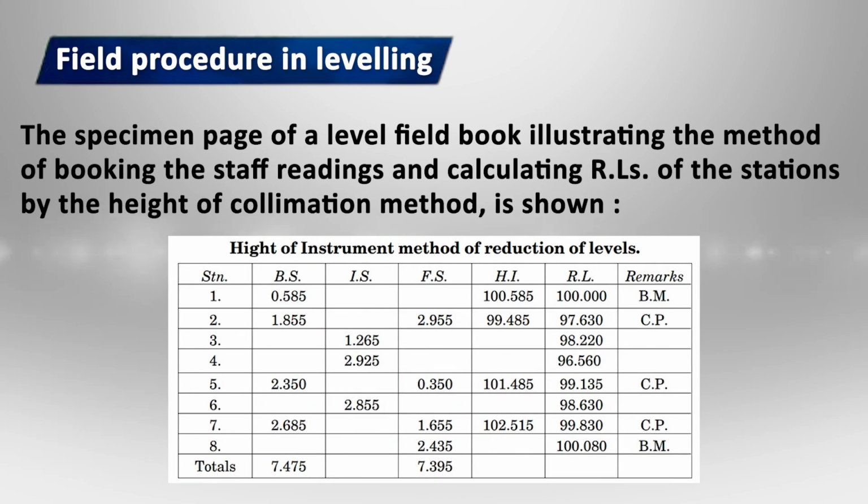The specimen page of a level field book illustrating the method of booking the staff readings and calculating reduced levels of the stations by the height of collimation method is as shown. So, in this figure you can see the page of a level field book, which is showing the method of booking of staff readings and how the calculation of RLs is done. We will be dealing with detailed numericals of the height of instrument method and rise and fall method in our next lecture.